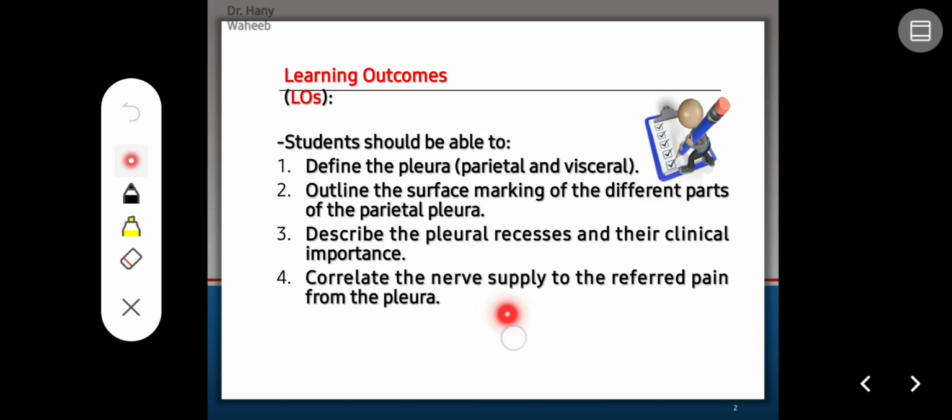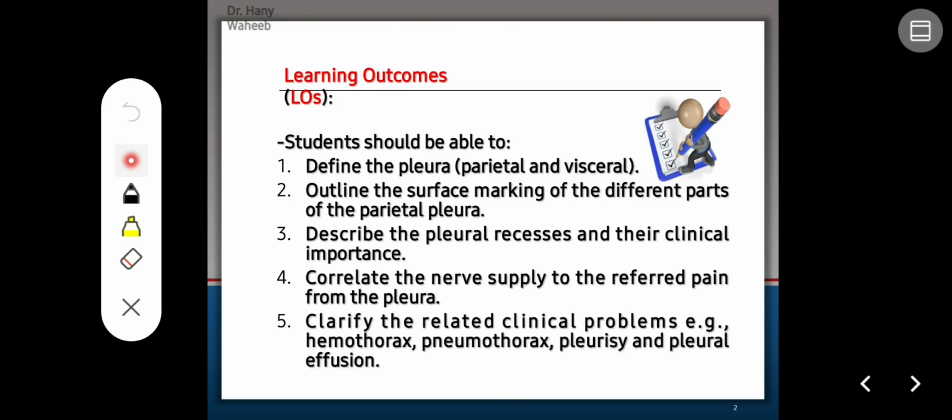Number four, to correlate the nerve supply to the referred pain from the pleura, sites of referred pain in cases of pleurisy, inflammation of the pleura. Number five, to clarify the related clinical problems of the pleura, for example, hemothorax, pneumothorax, pleurisy, which is inflammation of the pleura, and pleural effusion.